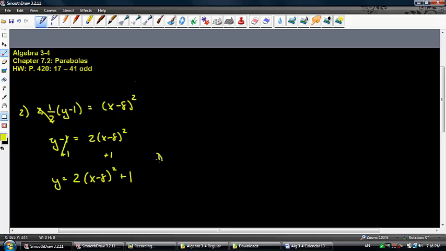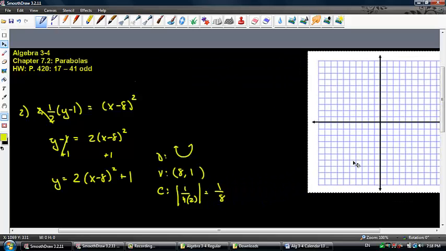So from here I'm going to identify the direction of the opening, the vertex, and the focal distance, which is c. The direction of the opening, this is a y equals parabola, and it's positive, so it's going to look kind of like that. My vertex is going to be 8, comma 1. Remember, opposite your intuition. Now c is going to be 1 over 4a, and that is 1 over 8. So let's go ahead and graph this and see what it turns out to be.